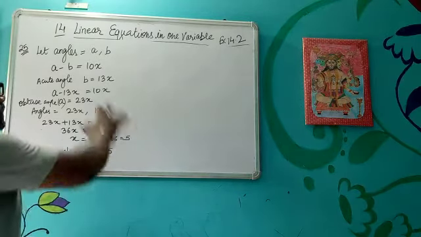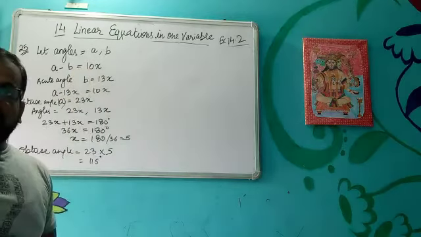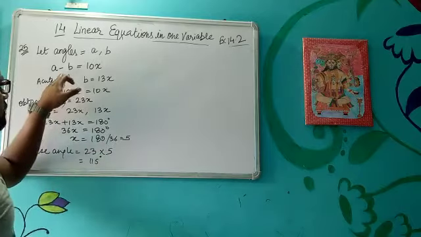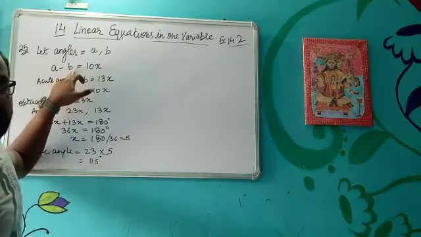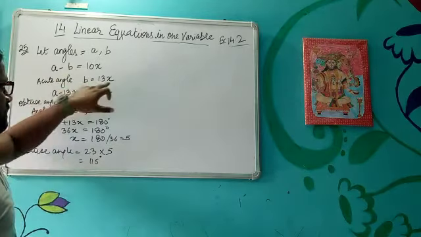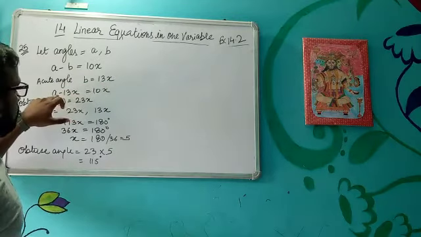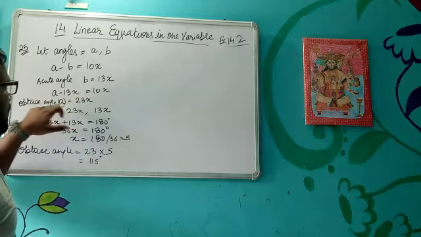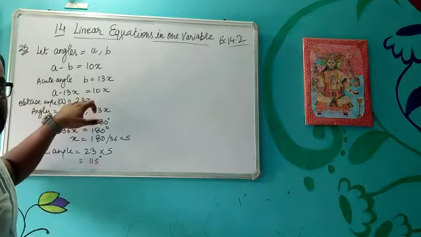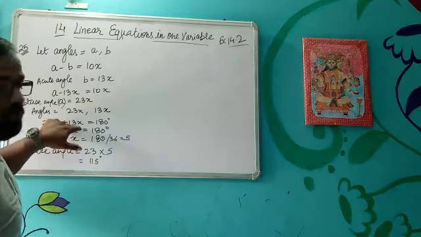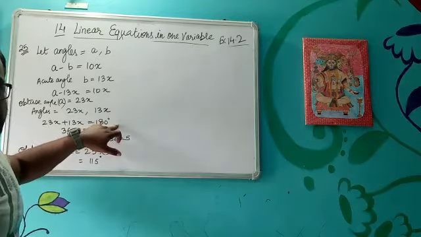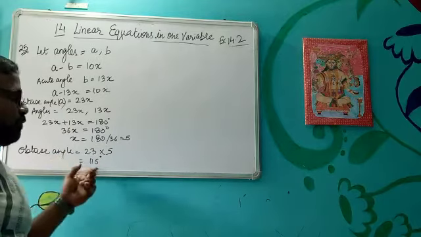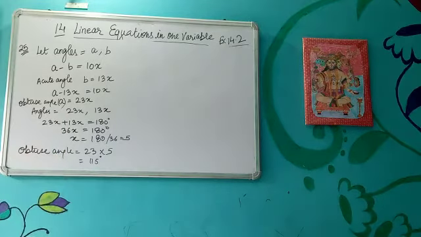So difference of these two angles was 10x. Acute angle was 13x. So definitely if this difference should be positive, B will be the acute angle. So B is 13x. So A minus 13x equal to 10x. From here I got obtuse angle equal to 23x. Then sum of acute plus obtuse will be 180 degree for supplementary angle. So from here I got x equal to 5. So what is our obtuse angle? 115 degree.